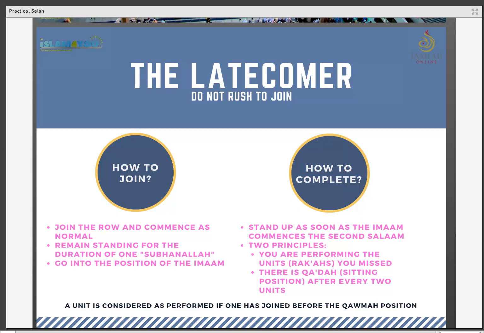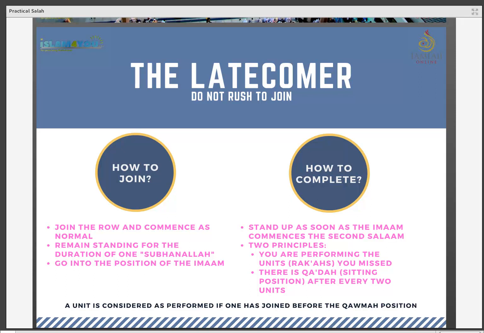However, if a person happens to come late to the mosque, then, according to the hadith, we do not rush. We take it easy, we do not run into the mosque. We take it easy and we join the congregation. How do we join? Firstly, we will join the row and commence the prayer as normal. So we should make sure that I've joined onto the row, my row is straight, I'm standing straight, my heels on the line, my shoulder is touching the person next to me, and now we will commence the prayer as normal.